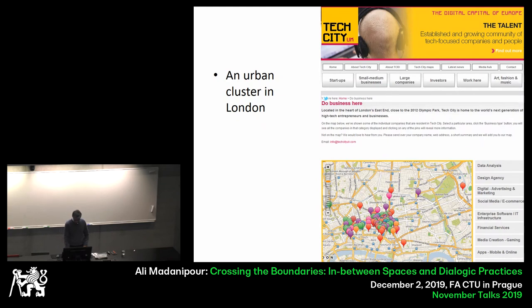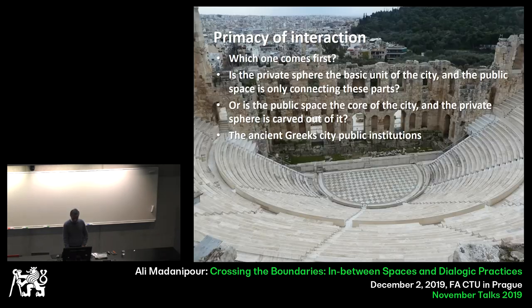And this is another part, in London, in Shoreditch, which happened by accident, that they call a silicon roundabout. But now the question is, this is from ancient Athens, which one comes first? Is the private sphere the basic unit of the city and the public comes after it, connecting it? Or is the public space the core of the city and the private bits are carved out of it? It's not one or the other. Obviously, the city is interconnected.